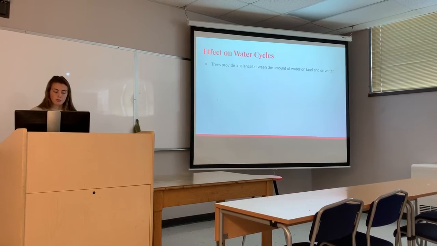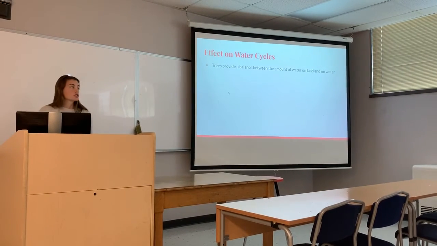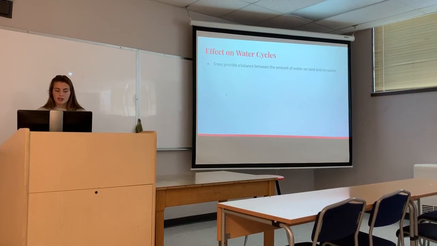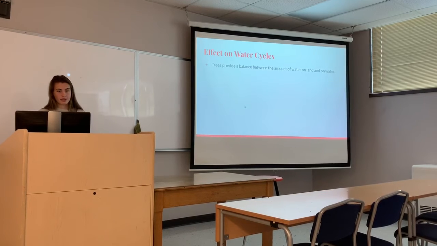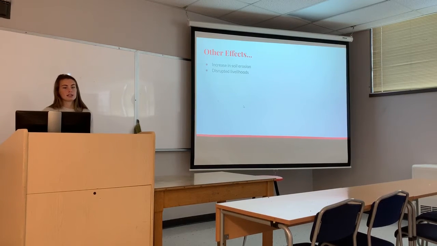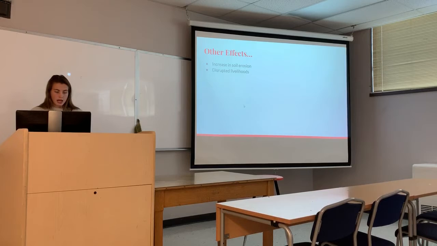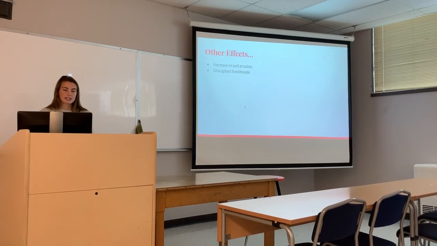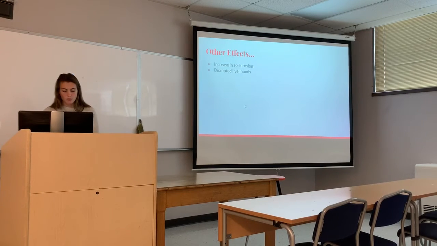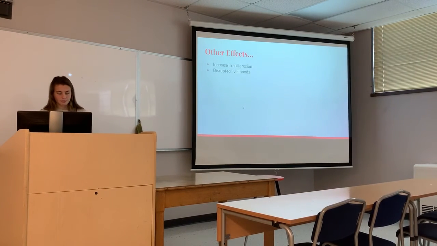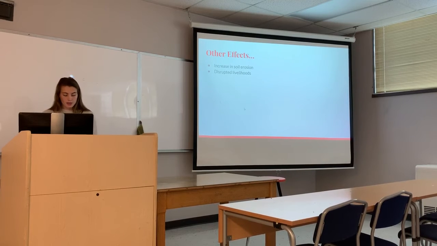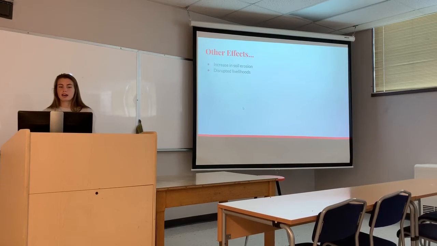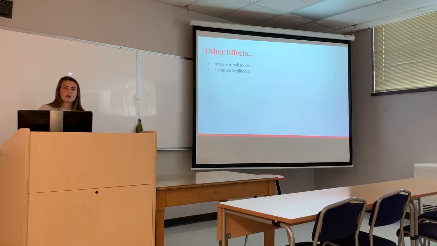Deforestation also has an effect on water cycles. The trees provide a balance between the amount of water on the land and the amount of water in the air. And then other effects include an increase in soil erosion and disrupted livelihoods, rising temperatures, changes in weather, and extreme weather conditions. Water cycles can be affected, which impacts rivers and precipitation and can damage ecosystems even more and affect living organisms within the rivers.